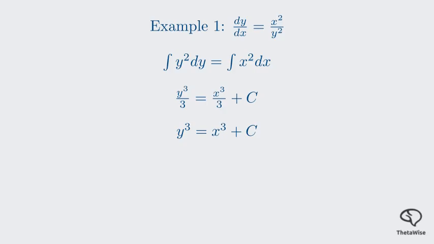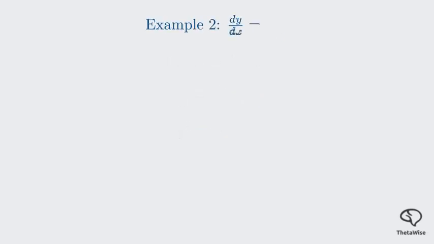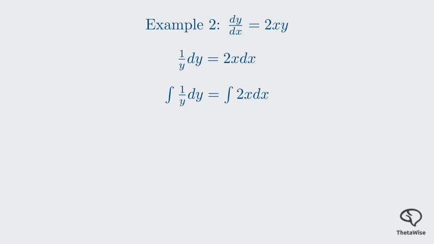Suppose we have dy/dx equals 2x times y. To separate the variables, we divide by y and multiply by dx. This gives us 1 over y dy equals 2x dx. Integrating both sides, we get the natural log of the absolute value of y on the left and x squared plus c on the right.